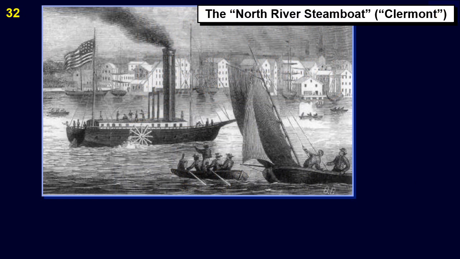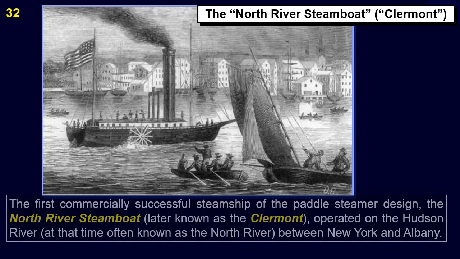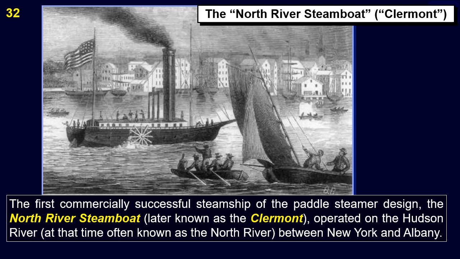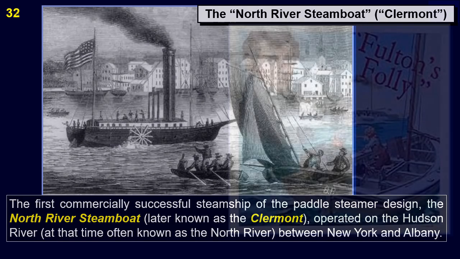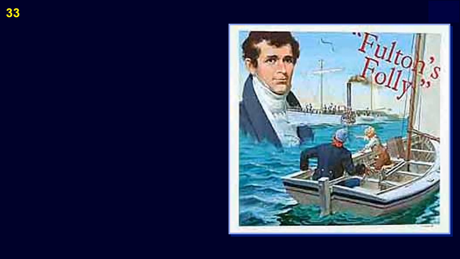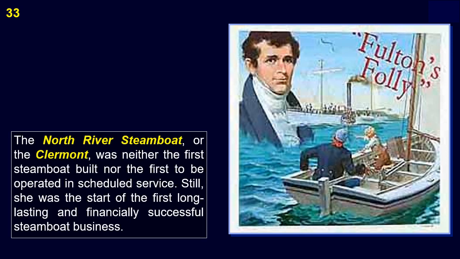The first commercially successful steamship of the paddle steamer design, the North River Steamboat, later known as the Clermont, operated on the Hudson River, at that time often known as the North River, between New York and Albany. North River Steamboat, or the Clermont, was neither the first steamboat built nor even the first to be operated in scheduled service, but she was the start of the first long-lasting and financially successful steamboat business.